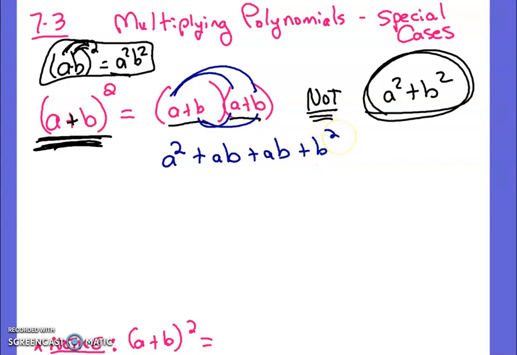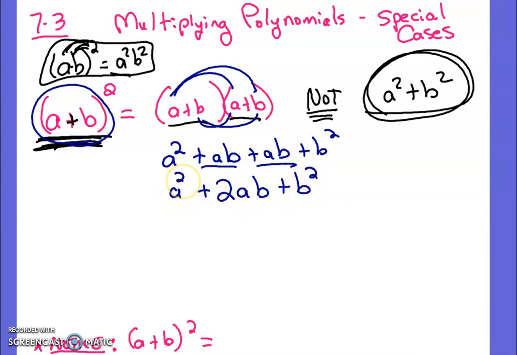And I want you to notice something very important here. The two middle terms are identical. Because you notice what we did is we took this parenthesis and we repeated it. So these two middle terms are going to be added together to be 2ab. And that's something I want you to notice when you are doing this multiplication here.